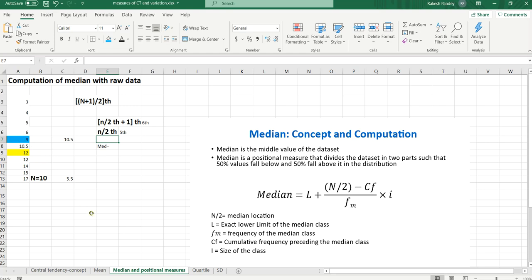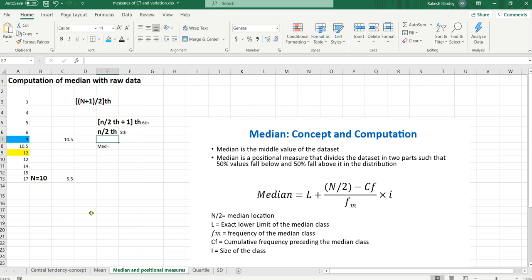So again I am concluding that median is a positional measure, and if we arrange the data in ascending order, then that median will be a value in the data set which will be in the middle position, and 50% cases will be lying below that value and 50% cases will be lying above it.